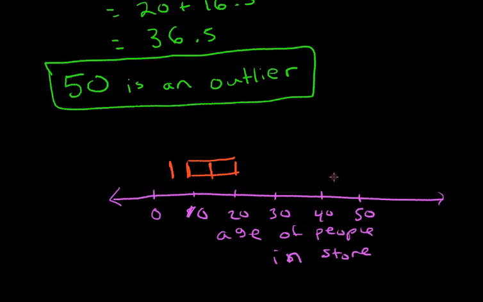Now the max is at 50, right? But we've determined 50 is an outlier. So we don't put the max there. That's what's different about a modified box plot compared to a normal box plot. Usually we would just put a line at 50 and then we connect it, and then we'd have our box plot, right? So since 50 is an outlier, I'm just going to put a dot there instead.